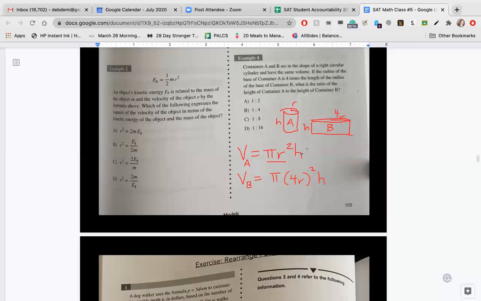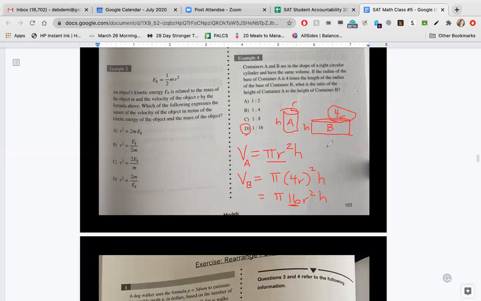So for the first one, we know the volumes are the same. So for the second one, the radius is 4r, squared, so I'm going to put that in there. So B is going to be pi 16r squared h. And if we compare them, it's 1 to 16, not 1 to 4. So the answer is going to be D.